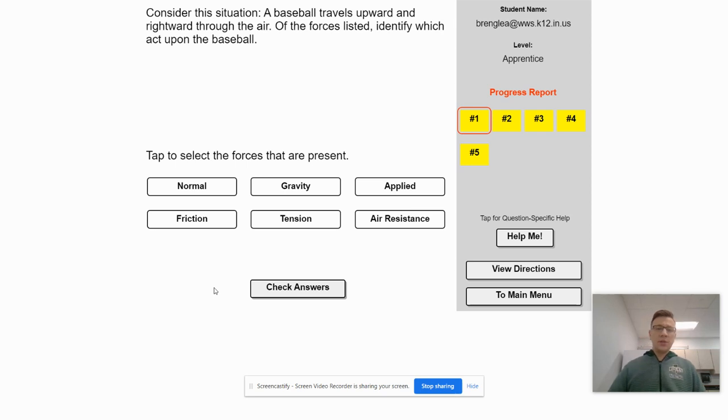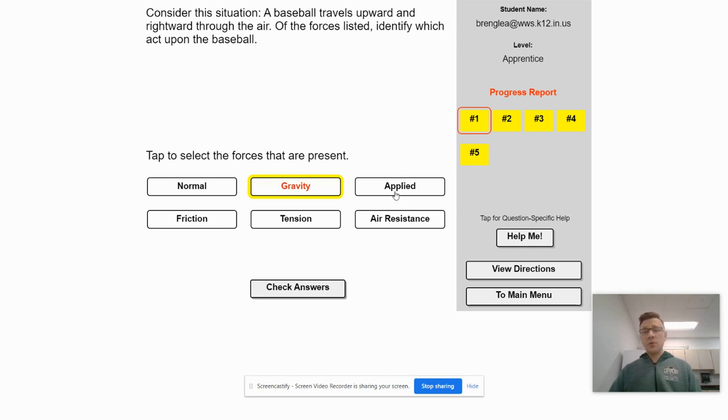And the forces will be the same each time. Normal force, which remember is a contact force, is always going to extend perpendicular to the surface of contact. So in this case, the baseball is not in contact with any sort of surface, so normal force will not be a part of this. Then we have gravity, which of course is going to be acting on everything. And so we'll choose that one.